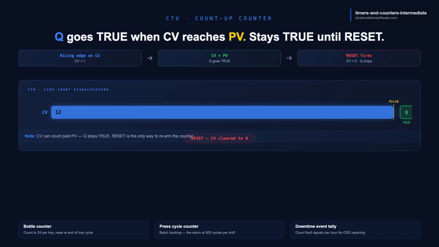The classic uses are bottle counts on a packaging line, part counts on a press for batch tracking, event tallies for downtime reporting, cycle counts for predictive maintenance, anything that asks how many events have happened since the last reset.